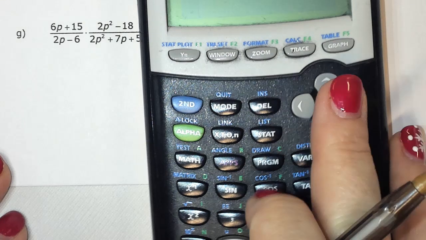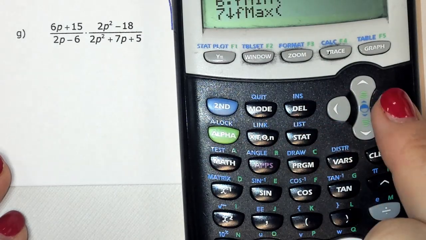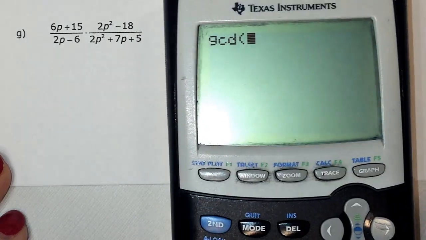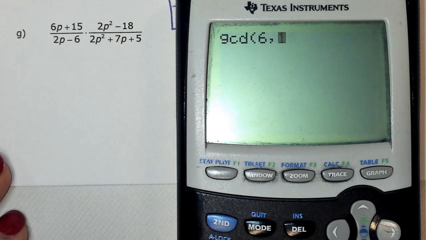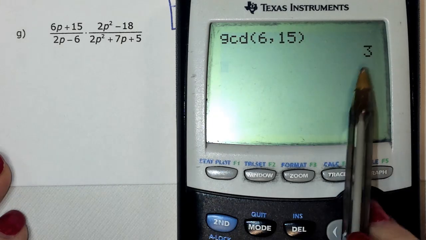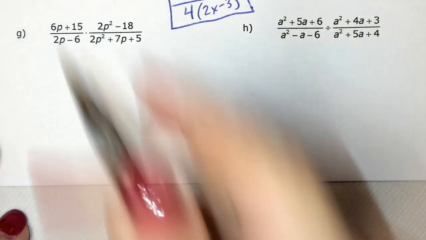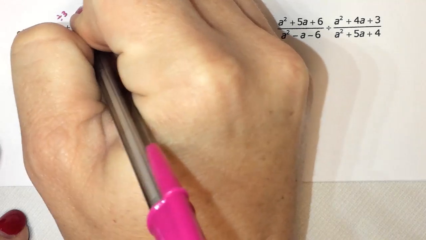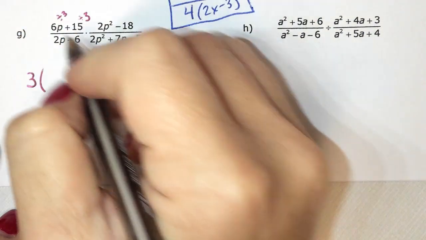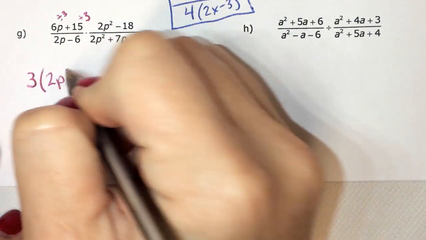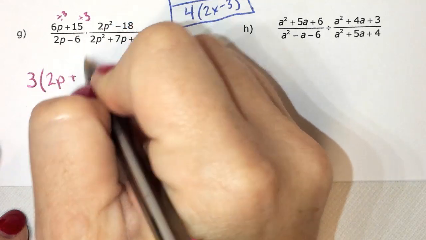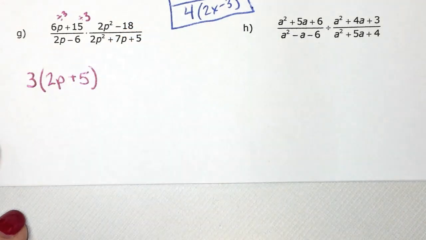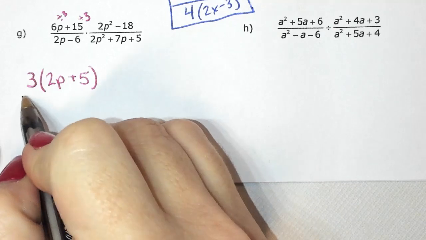If you're ever not sure, remember you can do math, right, 9, sorry. And you can do 6, 15. And I see that 3 goes into both of those. So I know my GCF there is 3. And when I take that out, divide by 3, I get 6 divided by 3 is 2p plus 15 divided by 3 is 5. So there's the top left factored.